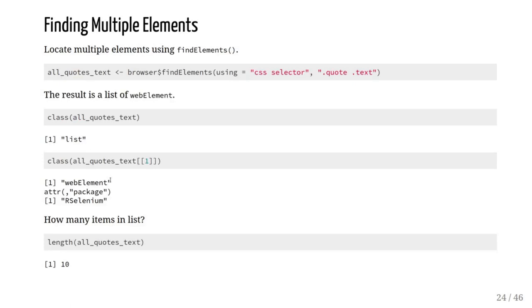If you want to pull out multiple elements, then rather than using find element, you're going to use find elements. But the syntax is exactly the same. The first thing you specify is how you're going to be determining which elements you're interested in, and the second thing is providing that additional information. In this case, we're using a CSS selector, and that is the selector. And the result that we get back is not a web element. Now it's a list of web elements. Checking the class of the result, it's a list. And if we take a look at the class of the first element in that list, we see that it's a web element. If I look at the length of that list, I get back 10 elements. So the first page on this website has 10 chunks for this quote class.